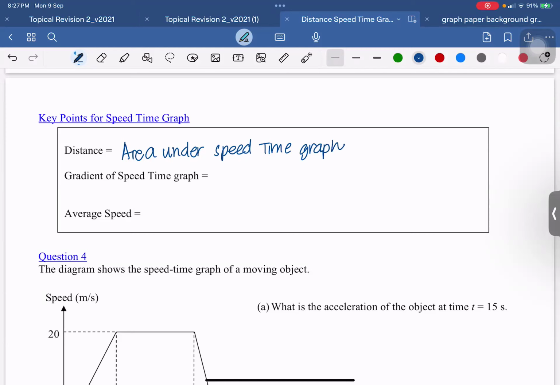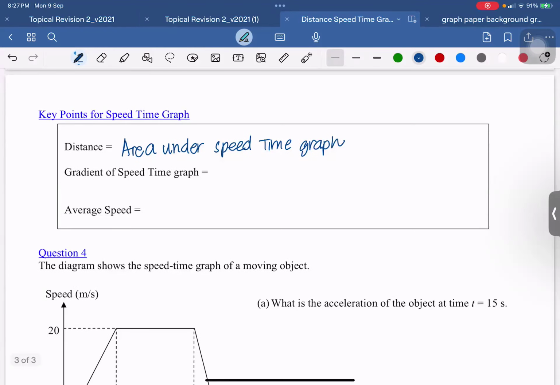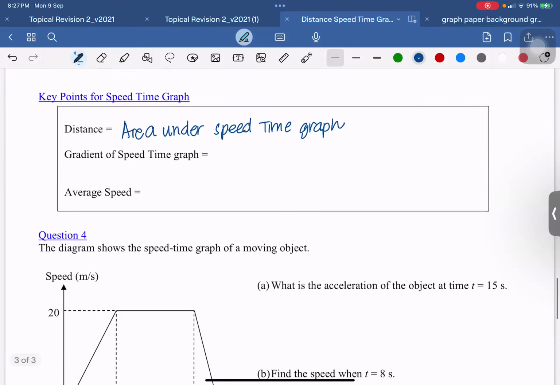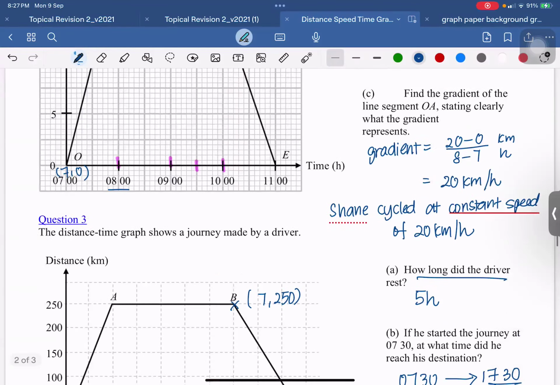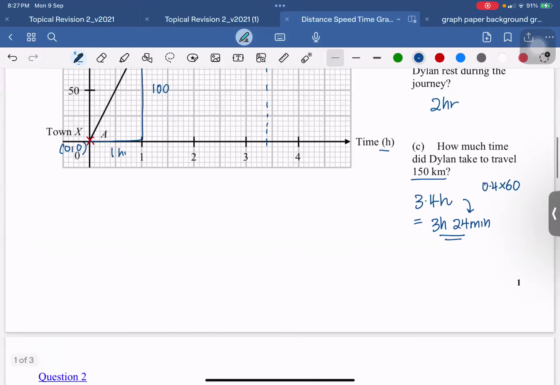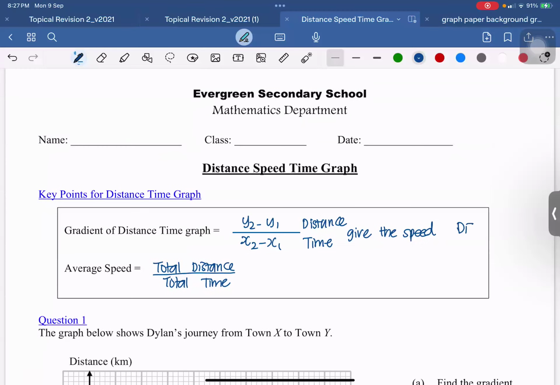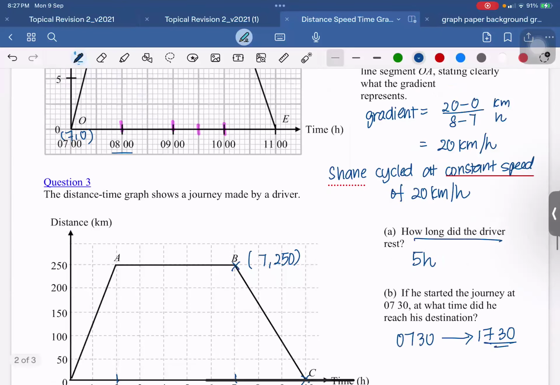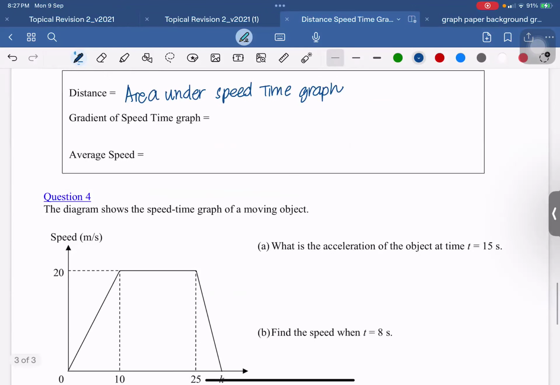Okay, to find the distance, we find the area under the speed-time graph. Then, the gradient, one level up from distance, tells me the speed. When I find the gradient of a speed-time graph, I go one more level up. So if now I have a speed-time graph and I want to find the gradient, the gradient is given by y2 minus y1 over x2 minus x1.